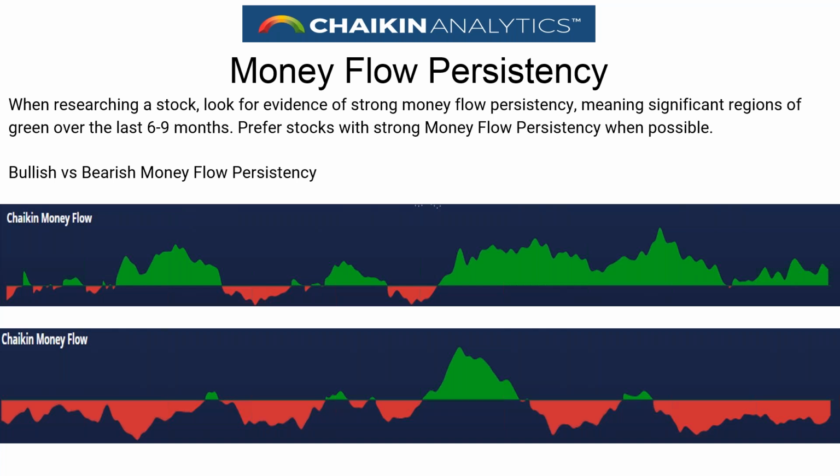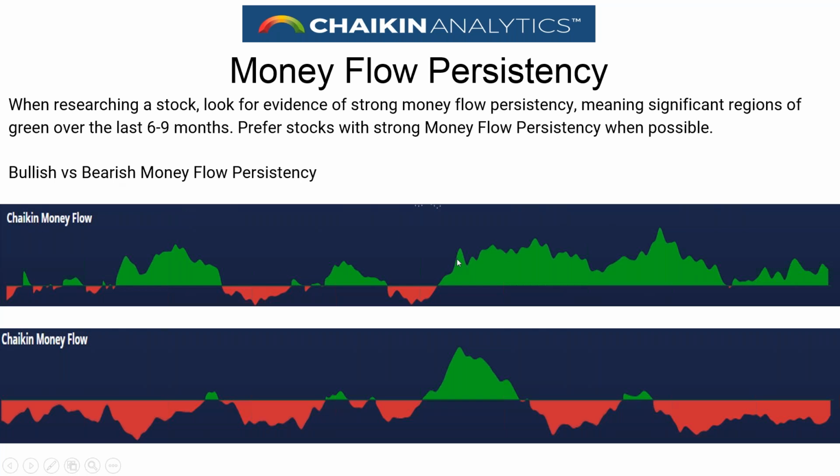So when we're researching a stock, we want to look for evidence of strong money flow persistency, meaning significant regions of green over the last 6 to 9 months, and we want to prefer stocks with strong money flow persistency when possible. So if you're tossed up between two stocks with similar attributes, we advocate for erring towards the one which has stronger money flow persistency. And again, I've given you two hypothetical examples here, a bullish and bearish money flow persistency, right?